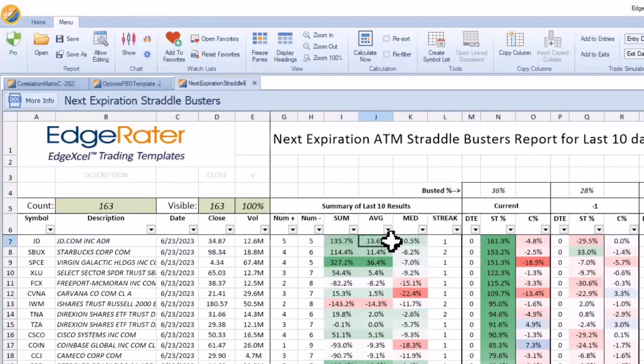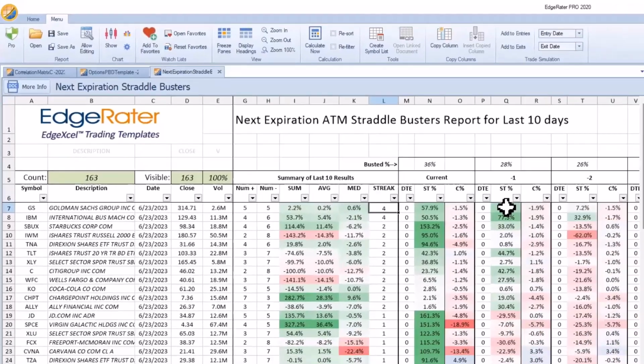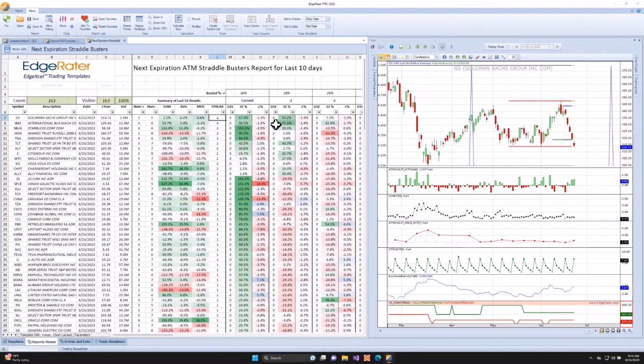You can see the average and the median, and then the streak is basically how many of the past n days. What's the number of days that the straddle has been busted most recently? So we can sort by streak, and we can see here Goldman Sachs, that is a 4-day streak. So 4 of the last 4 days, the straddle has been busted. So you can see Goldman Sachs.